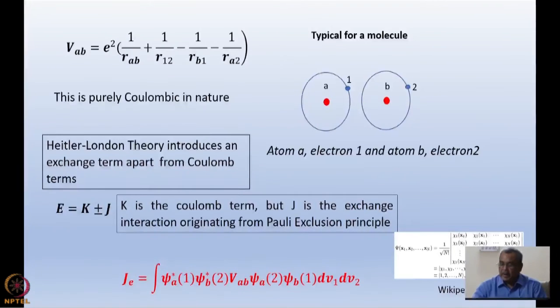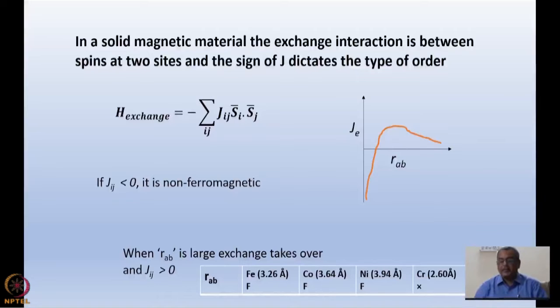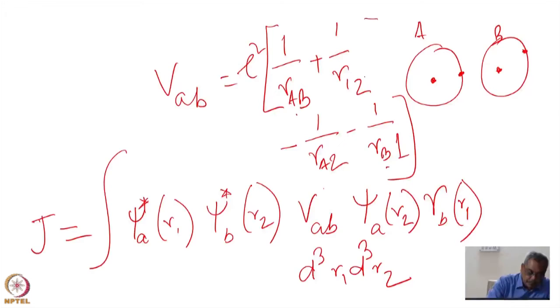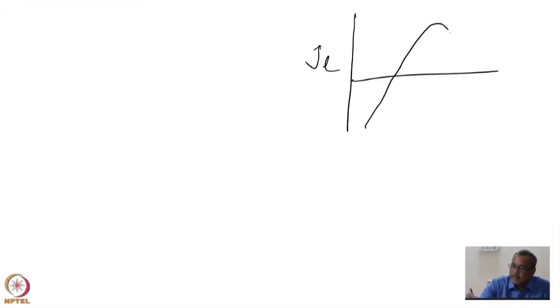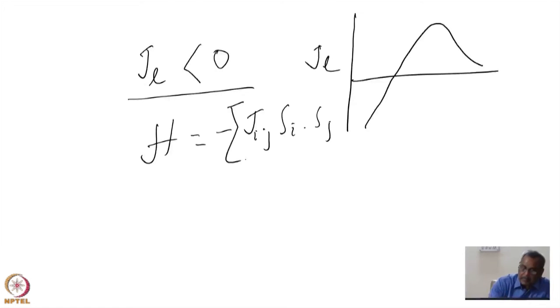So this is what I showed you, and interestingly, because this depends on the overlap integral for the electronic wave functions, this J can change sign depending on whether we take the atoms closer or farther. If you consider the exchange integral JE, for low values it is negative and then it is positive. Now if JE is less than zero, because of the way I have written it, then Si dot Sj should be negative to lower the energy, and antiferromagnetic alignment is preferred.